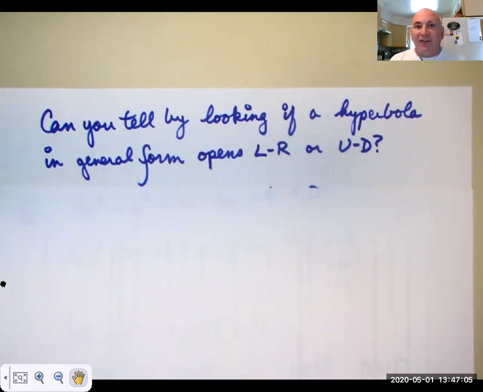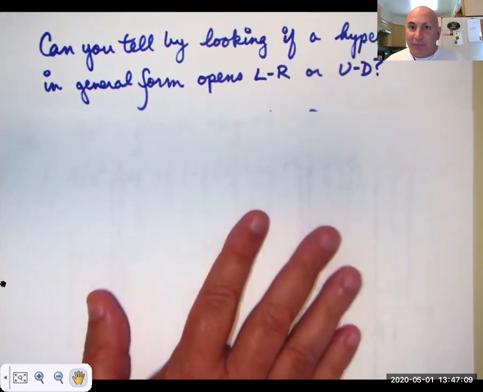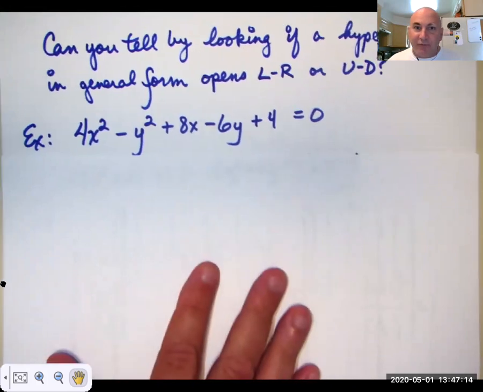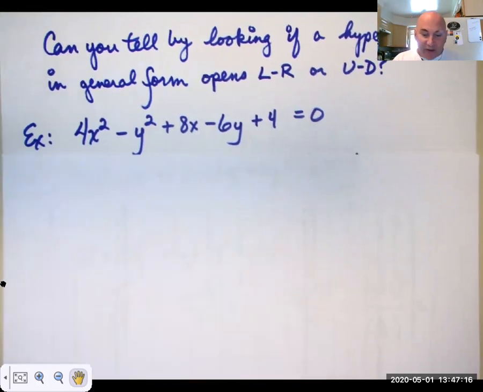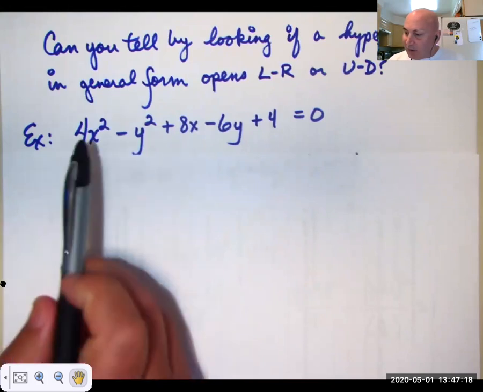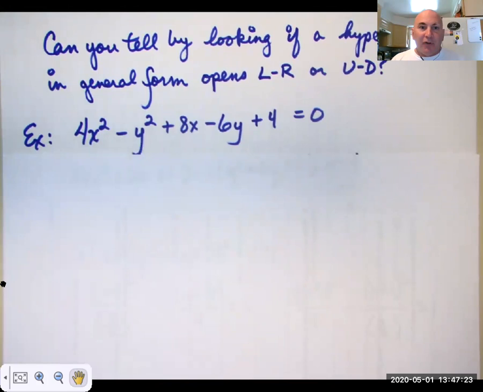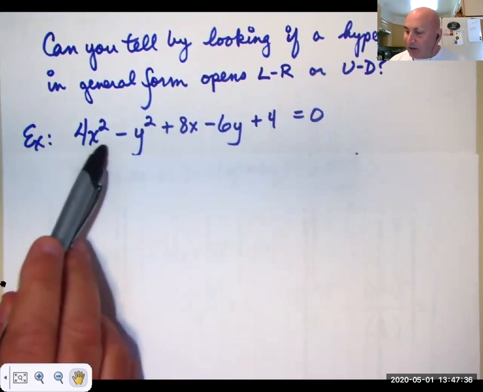And the answer is, unless you're a genius, no. So let's take a look at this equation. And you might be inclined to say, well, it's an x squared minus y squared, so it should open left, right. I'm going to show you that in this case, it's going to open up, down. That's why you can't just go by looking here.